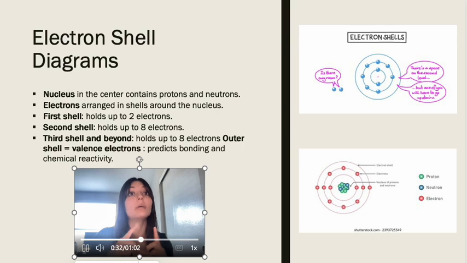The first shell will have up to two electrons. The second shell and beyond will have up to 8 electrons. And you want to fill up a shell completely with the amount of electrons it can hold before you move on to the next shell. I hope that makes sense. And then the electrons on the last shell are known as the valence electrons. And those electrons help decide what other atoms that atom can react and bond with.